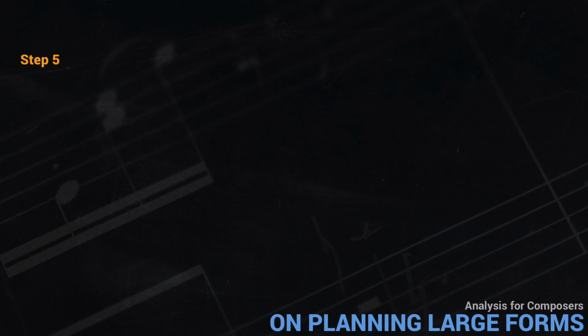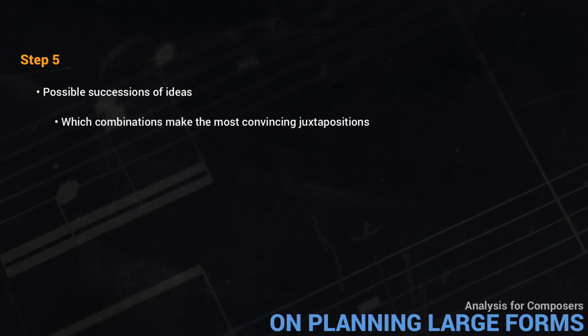So now you have a few pages of music. Normally each page turns around one idea. Then you start looking at possible successions of ideas. Stravinsky is known to have done this simply by juggling pieces of paper on his desk to see which combinations made the most convincing juxtapositions.